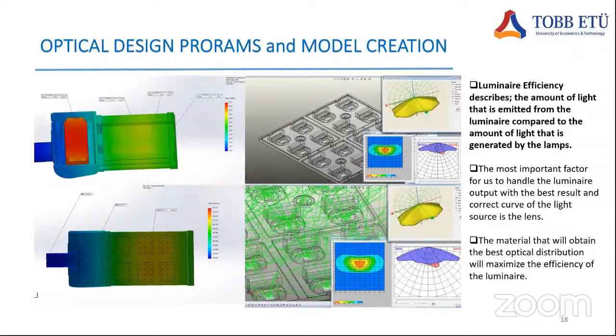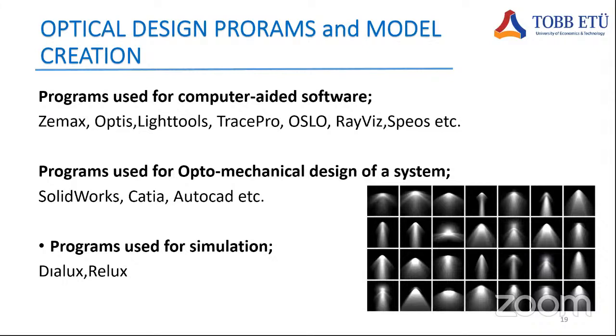Optical design programs and model creation. Luminaire efficiency describes the amount of light that is emitted from the luminaire compared to the amount of light that is generated by the lamps. The most important factor for handling the luminaire output with the best result and the correct curve of the light source is the lens. The material that obtains the best optical distribution will maximize the efficiency of the luminaire. Programs used for computation: ZEMAX, OpticStudio, LightTools, TracePro, OSLO, ASAP, CODE V. Optomechanical design: Creo, SolidWorks, CATIA, AutoCAD. And for simulation, we can use Dialux and Relux.